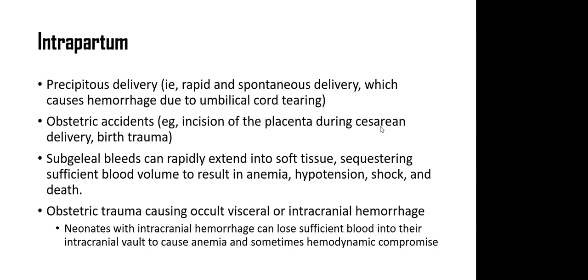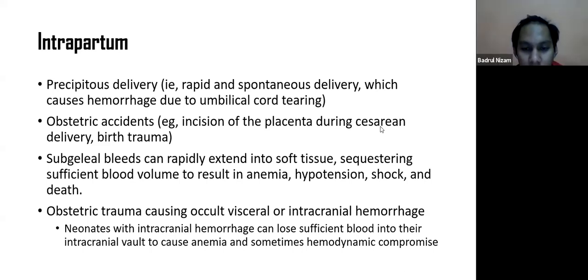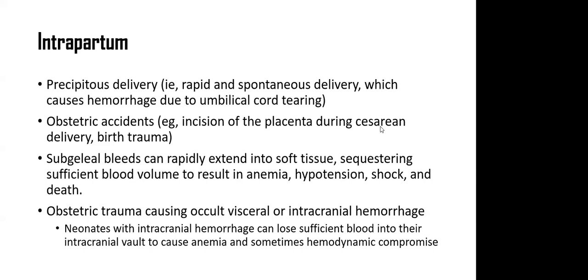What is subgaleal bleed? Subgaleal bleed, as you explained last week, is subperiosteal bleeding. No, subperiosteal is the cephalohematoma. Subgaleal is the aponeurosis. Yes, this is the aponeurosis, just above the loose connective tissue.